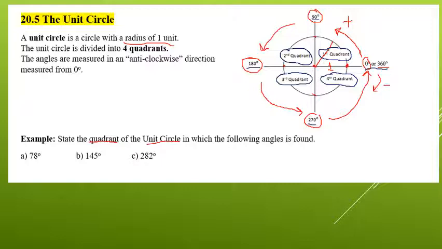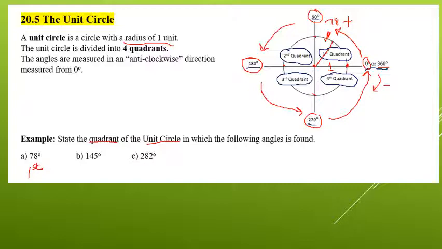So a simple starting thing here is we're asked to state the quadrant of the unit circle in which the following angles are found. 78 degrees would be somewhere up here. This is about where I'd find 78. It's between 0 and 90, so we would find it in the first quadrant.